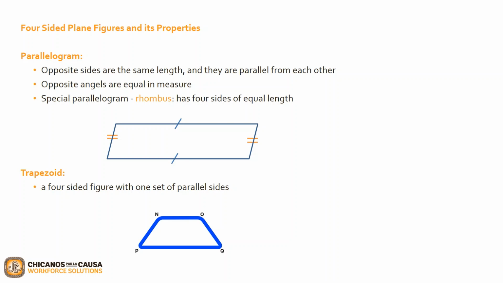Now let's look at a parallelogram. A parallelogram has opposite sides that are the same length and they are parallel to each other. Their opposite angles are equal in measure. And a special kind of parallelogram is called a rhombus because all four sides are of equal length. A trapezoid is a four-sided figure with one set of parallel sides.